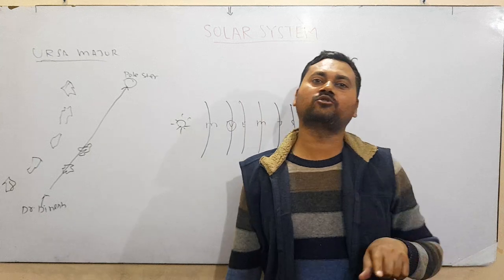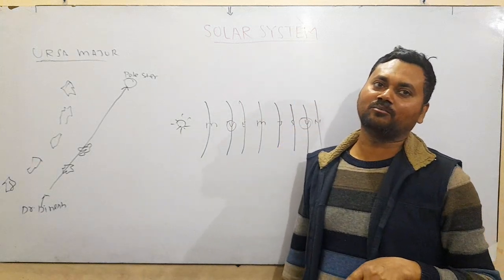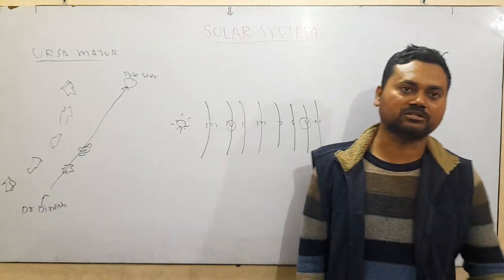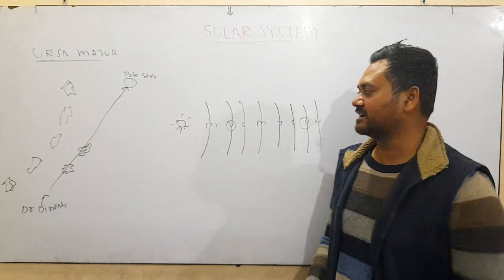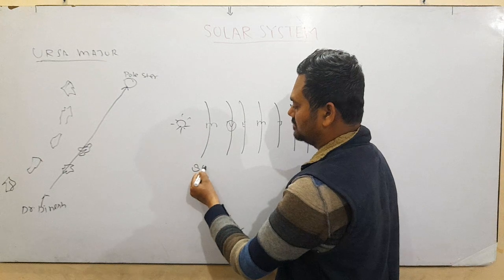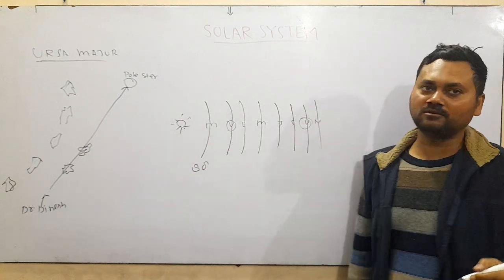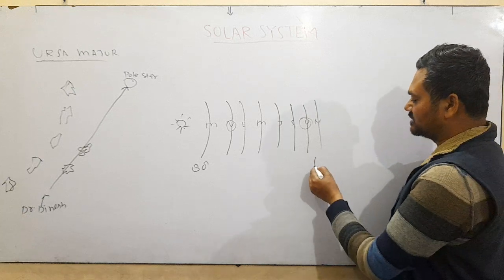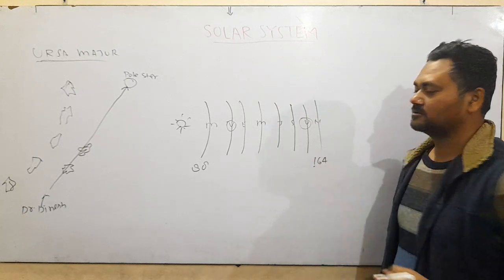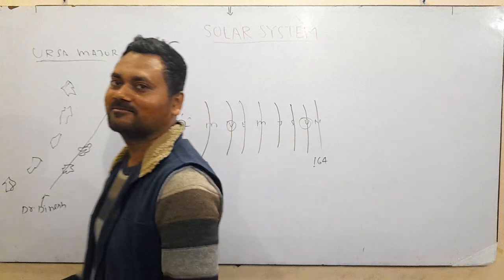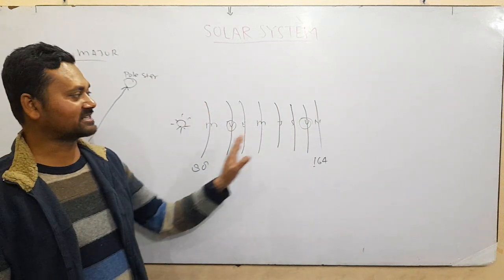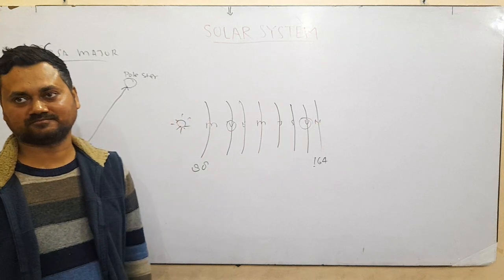Mercury requires how many days to complete one revolution of the Sun? 88. 88 days. And this Neptune, it takes 164 years, not days, years. So you can understand how far Neptune is.